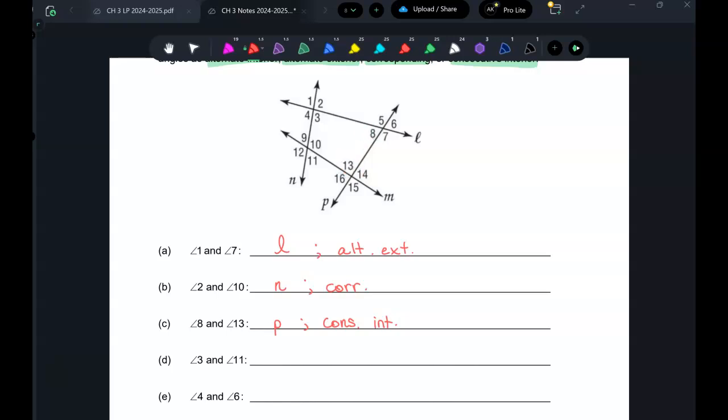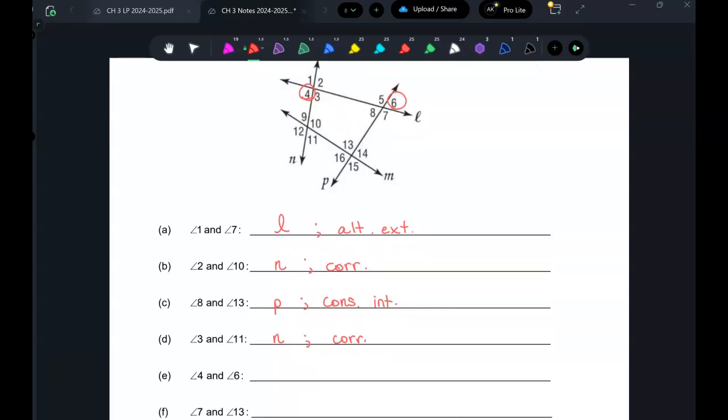Okay, next one is 3 and 11. First of all, the transversal is line N. And 3 and 11 are corresponding again. Do we see that? They're in the same relative position. Okay, next one we have 4 and 6. L is the transversal. And what kind of angles are they?